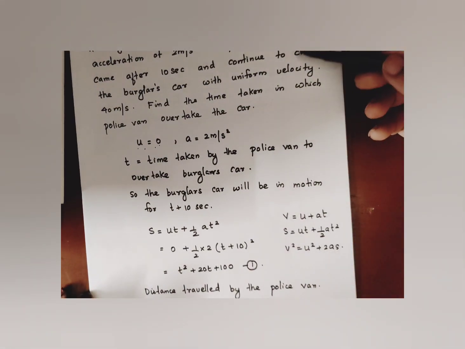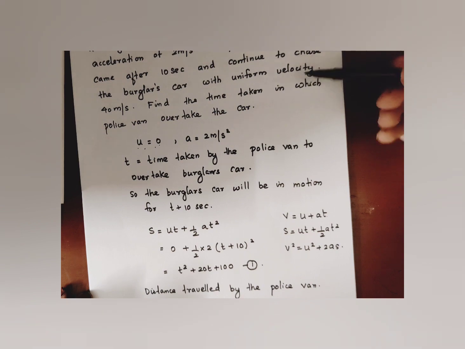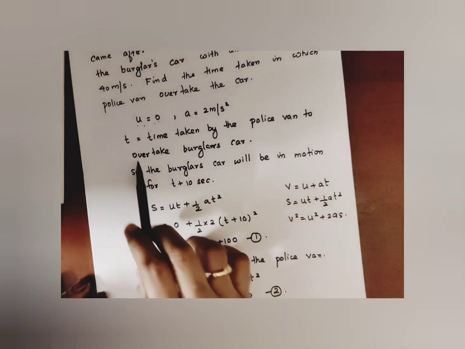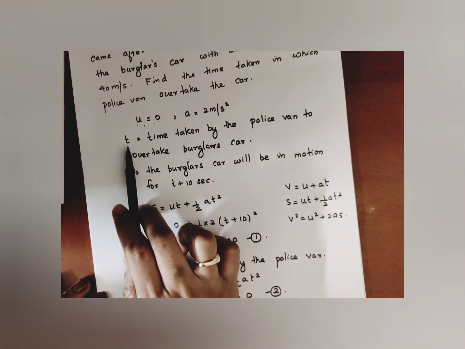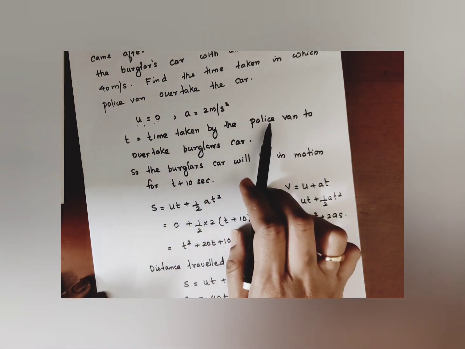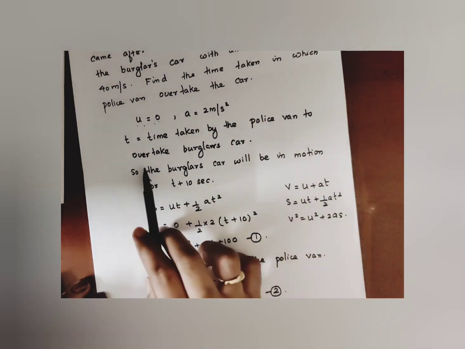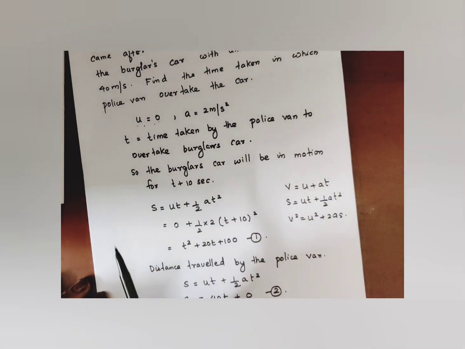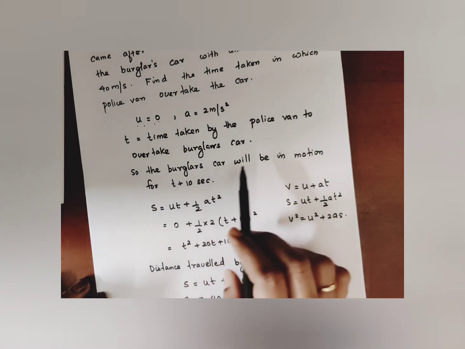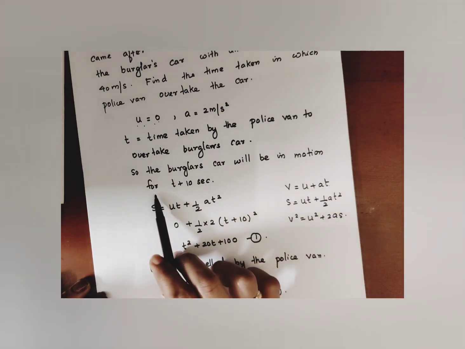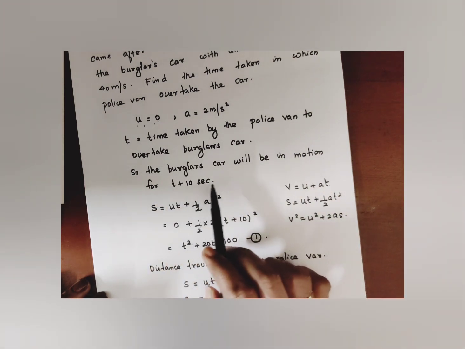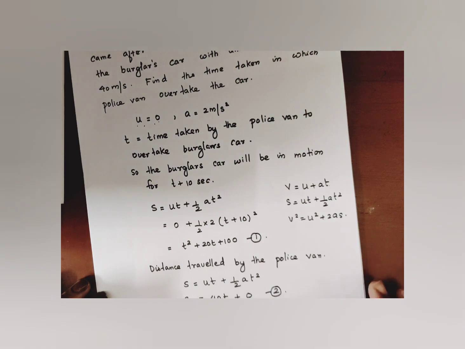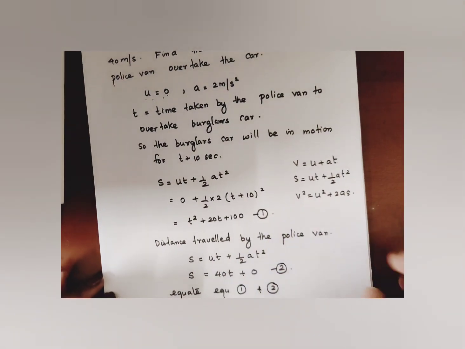The police van came after 10 seconds. The second assumption we are making is that the time taken by the police van to overtake the burglar's car is t. Therefore the burglar's car will be moving for a time t plus 10 seconds. So this is a very important question.